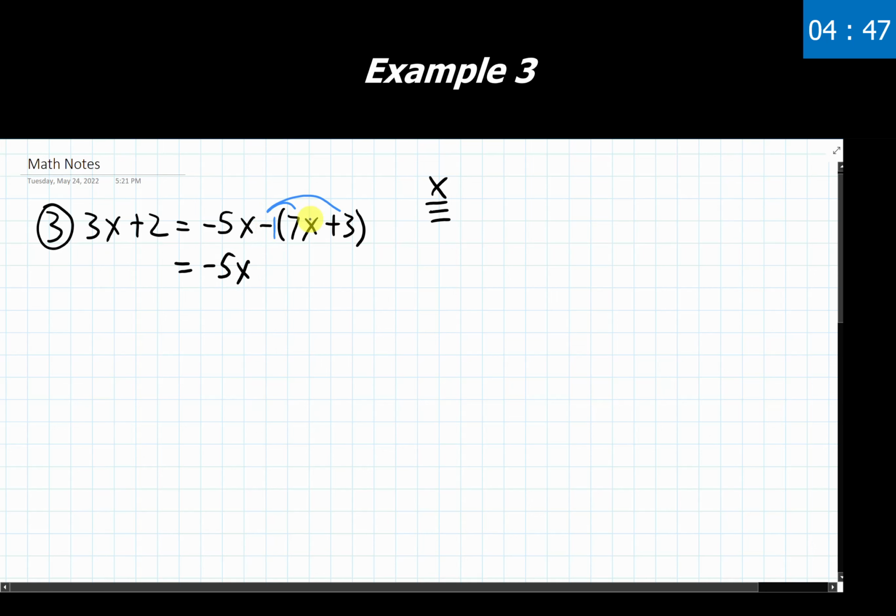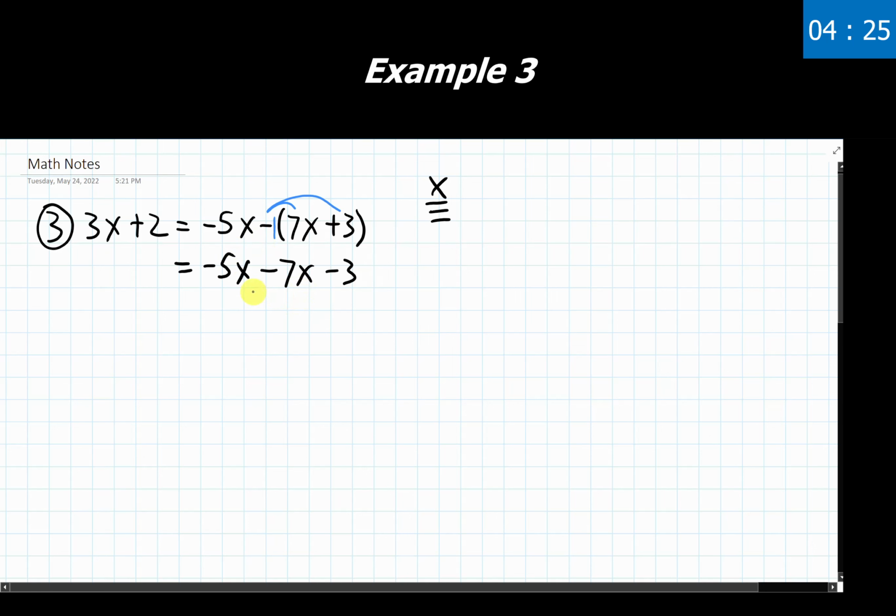So you have negative 1 times 7x. That's going to give me negative 7x. I also have negative 1 times a positive 3. That's going to give me a negative 3. At the very least, using our PEMDAS process, now the multiplication and the parentheses are gone. I can now add and subtract things together and combine like terms on this right side.